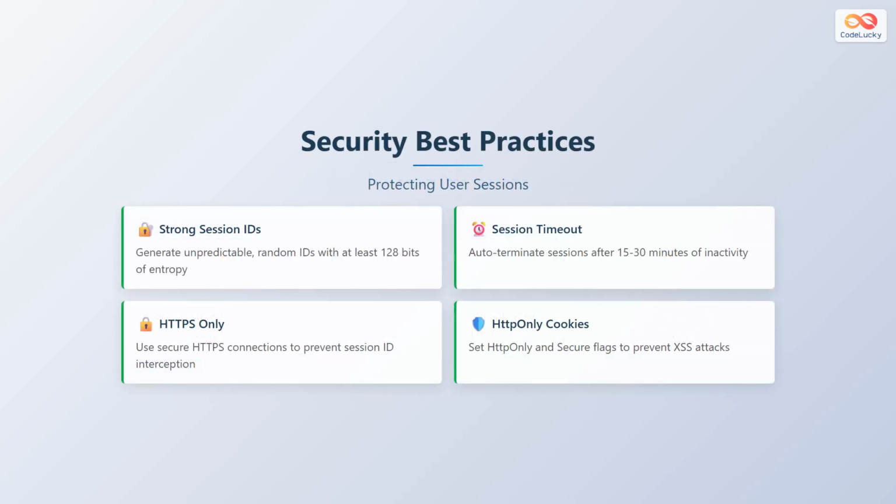To protect user sessions, websites follow important security practices. First, strong session IDs should be unpredictable and random with sufficient complexity. Second, sessions should automatically time out after 15 to 30 minutes of inactivity. Third, always use HTTPS connections to prevent session IDs from being intercepted. Finally, set the HTTP only and secure flags on cookies to prevent unauthorized access from scripts or unsecured connections.